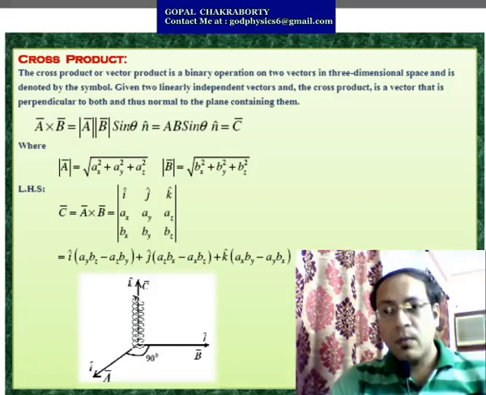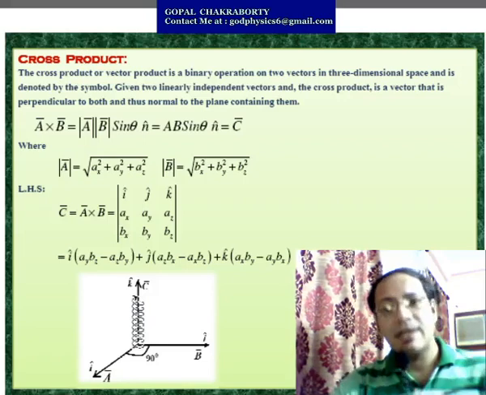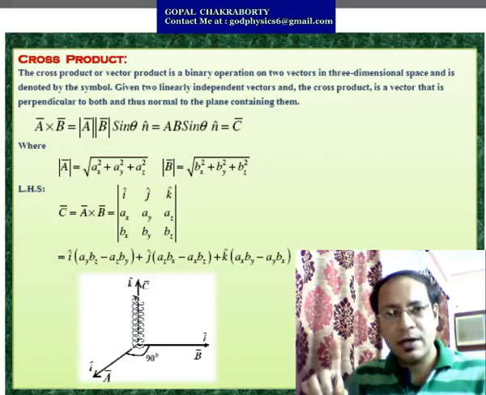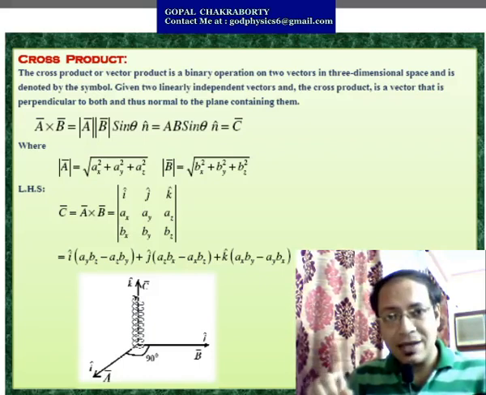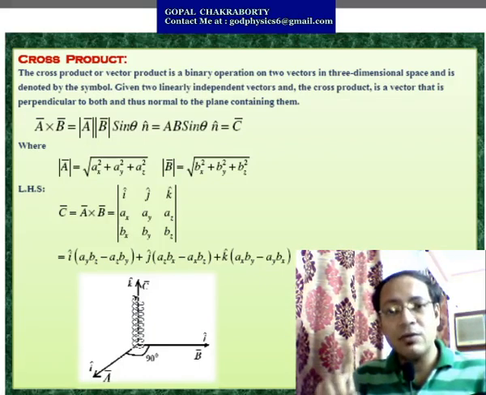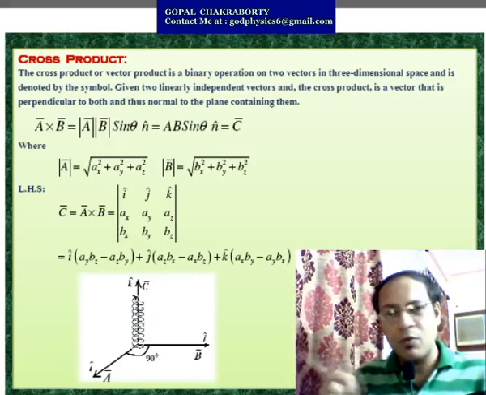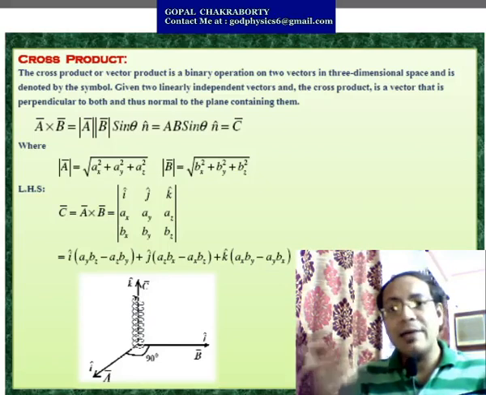So what is the meaning of cross product? Say we consider two vectors a and b, the cross product will give you a new vector c, which will be perpendicular to the plane made by vectors a and b. So c will be perpendicular to both a and b. Okay, and how will we calculate the vector c?